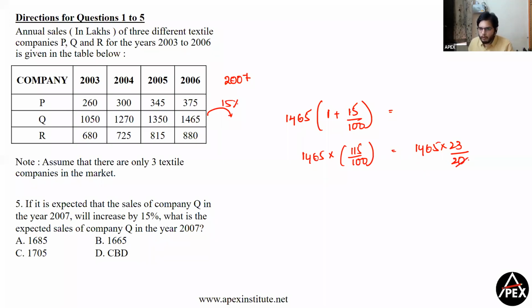So 5 fours and 5... 293. So 293 into 23 by 4. 1684.5. Okay, so this will be 1684.75. Yeah, it cannot be 5 because you have an odd number here. So yeah, the answer is 1684.75 and the nearest value is 1684. So the answer for this question should be option A.